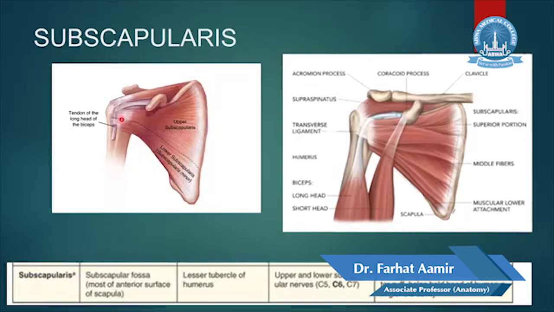This subscapularis is inserted on the lesser tubercle of the humerus. There are two tubercles on the humerus: one is the lesser tubercle, one is the greater tubercle. On the greater tubercle, we have studied three muscles which were attached. One was supraspinatus, then infraspinatus, and then teres minor muscle.